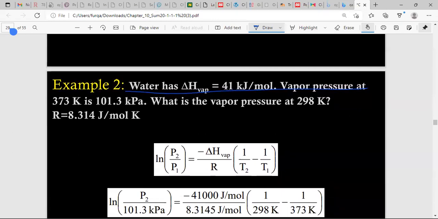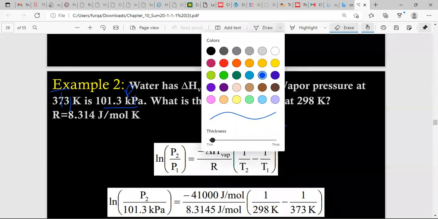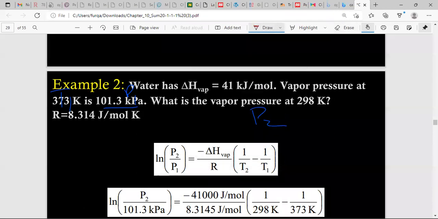So the question here talks about water, which has a heat of vaporization of 40.7 kilojoules per mole. The vapor pressure at 373 K is 101.3 kPa. What is the vapor pressure at the second temperature? So it's talking about the vapor pressure. Oops, sorry. The vapor pressure 1 is given to you. We'll just take it as pressure 1 and we're asking for pressure 2. This is temperature 1. Okay, so this is pressure 1. Actually, I wrote it there, but I should have written it here. And then this is going to be your P2, the P2 that you're trying to find out, and that's going to be your T2.